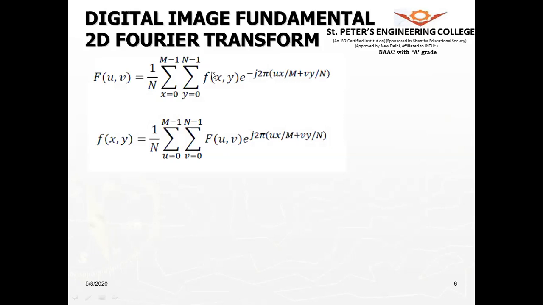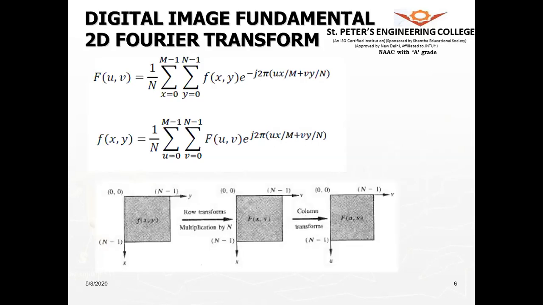In the forward transform, in the normal one-dimensional, you will not get this 1 by n term, but to make it unitary, we have the 1 by n at the forward transform as well as at the inverse transform. So this is the two-dimensional Fourier transform.